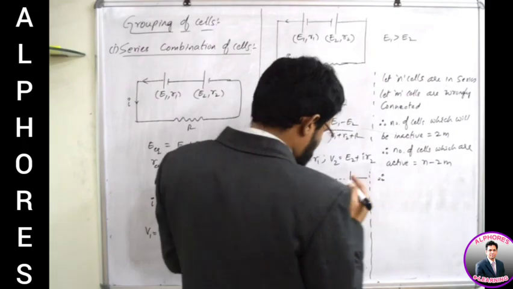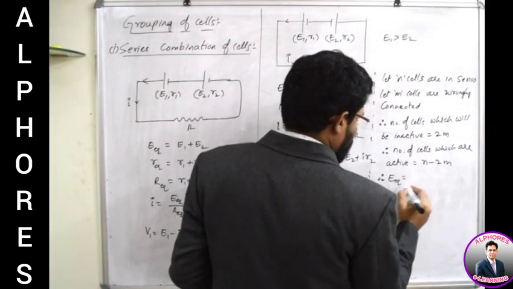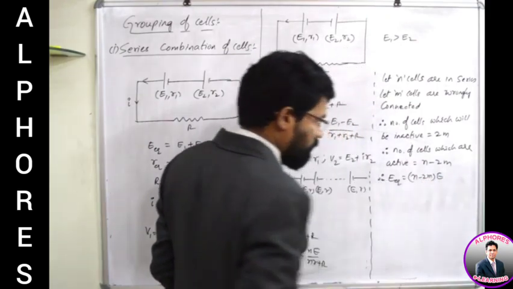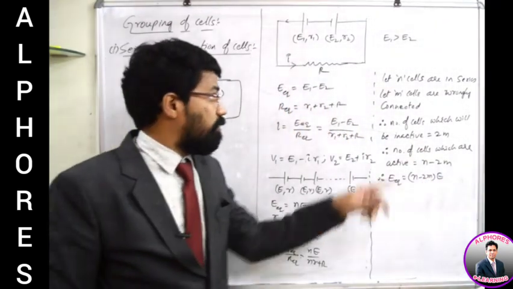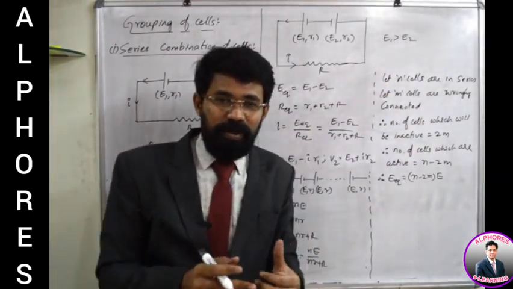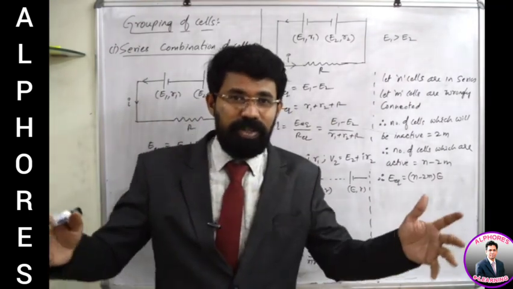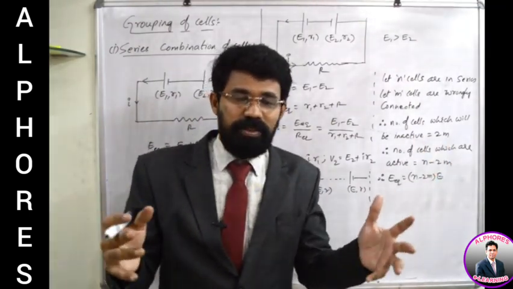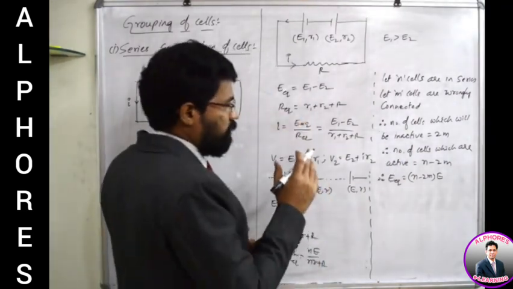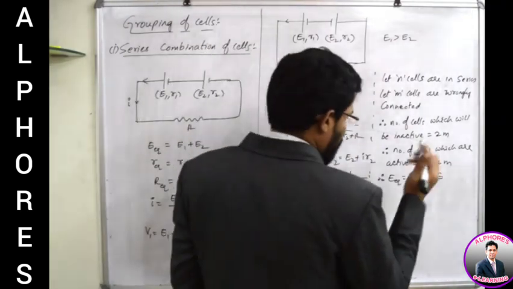Now our entire theory repeats again. The equivalent EMF, E equivalent, is equal to (n minus 2m) into E, if each cell has EMF E. I have considered identical cells here. If you take cells with different EMFs, the situation will be a bit complicated. If you have too many cells, it's difficult to write everything here, so to simplify the situation I have taken all identical cells.